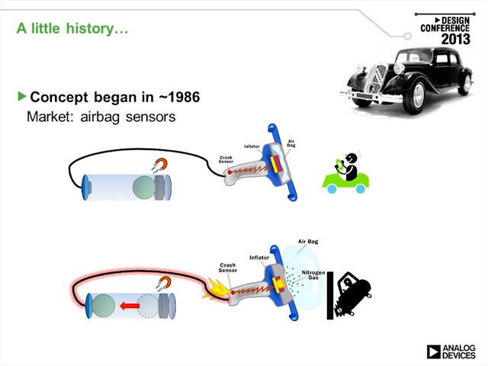So this is a mechanical way to take advantage of the principle of inertia to sense a crash. That principle of inertia is also exactly what makes our accelerometers work, and that's why they're sometimes referred to as inertial sensors.